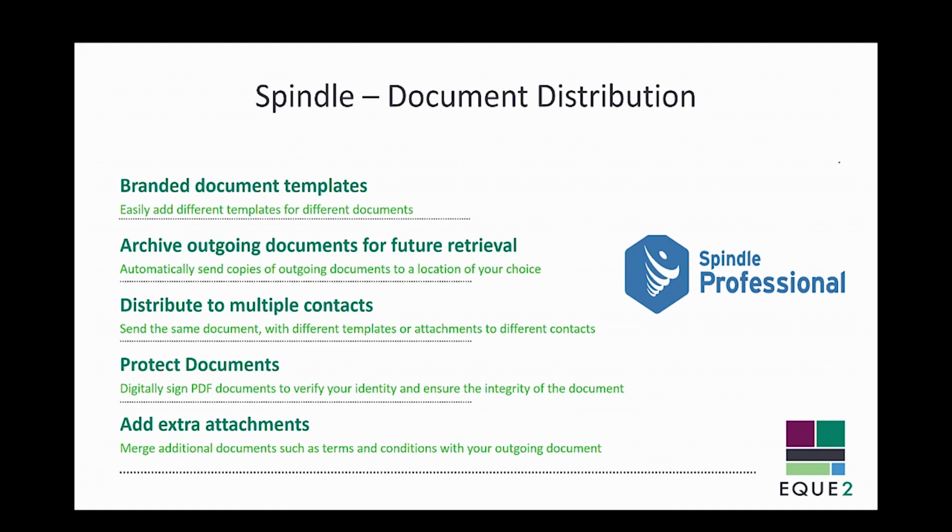Okay, now that's just one example with terms and conditions. It could be used for an array of different processes. It could be used for outgoing orders that need to be pre-authorized, etc. Okay, so Spindle document distribution, there's lots of possibilities with that. Please do give us a call and speak to us if you do have any questions about that. It is an optional extra for you.